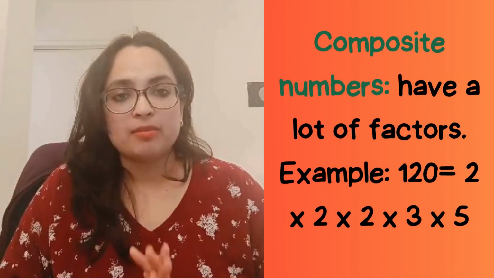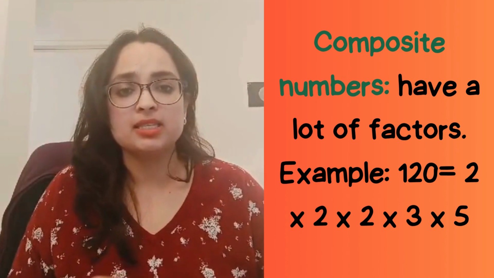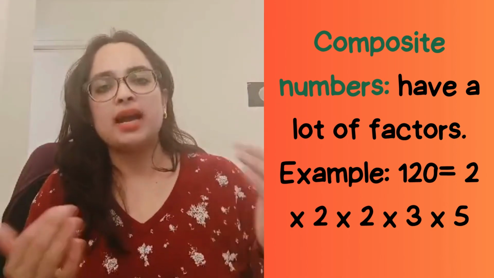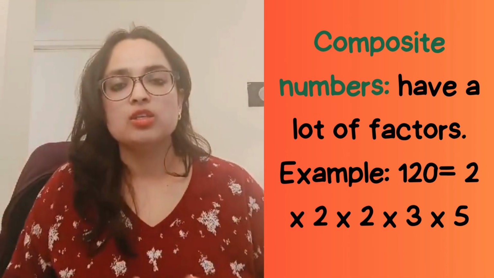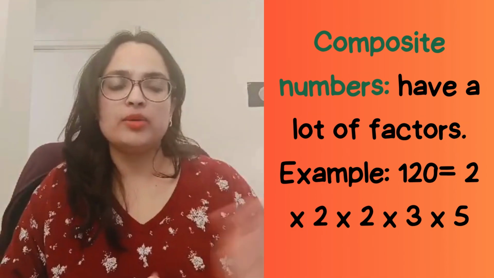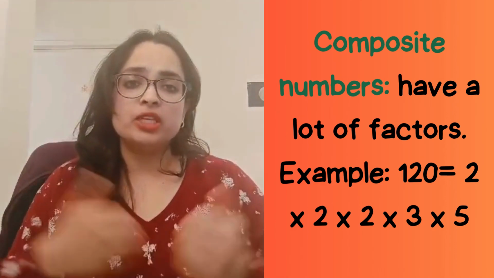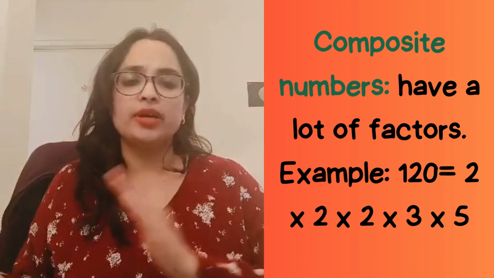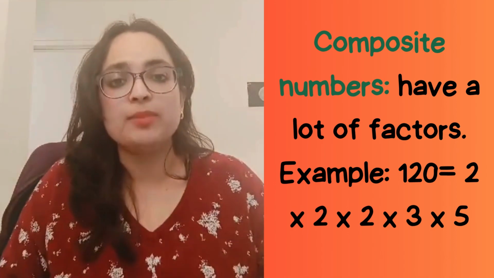Composite numbers are the numbers which have a lot of factors. For example, if I write the number 120, it can be divided by 2, 3, 6, 4, 10, 12. So it has so many different factors. Normally we categorize a composite number in the form of prime factors. So the factors of 120 can be written like this. We cannot write 12 and 10 because 12 can further be broken down into 2 times 3 times 2, and 10 can further be broken down into 2 times 5. So we normally break the composite numbers in the form of prime factors.